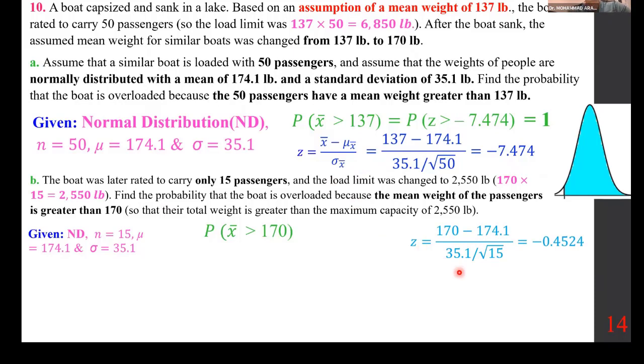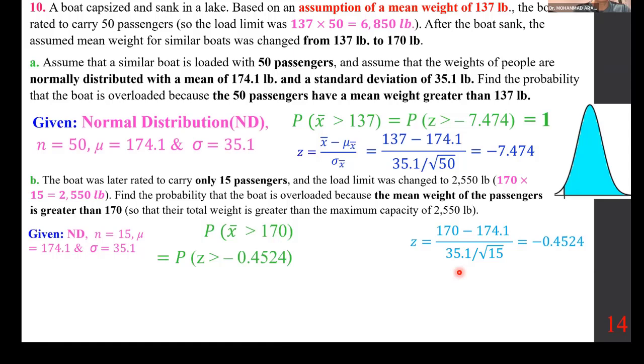X bar minus mu of X bar over sigma of X bar. Mu of X bar is the same as mu. Sigma of X bar is sigma over square root of n. We put it in. And we can graph this. Either way, by now we have an idea.